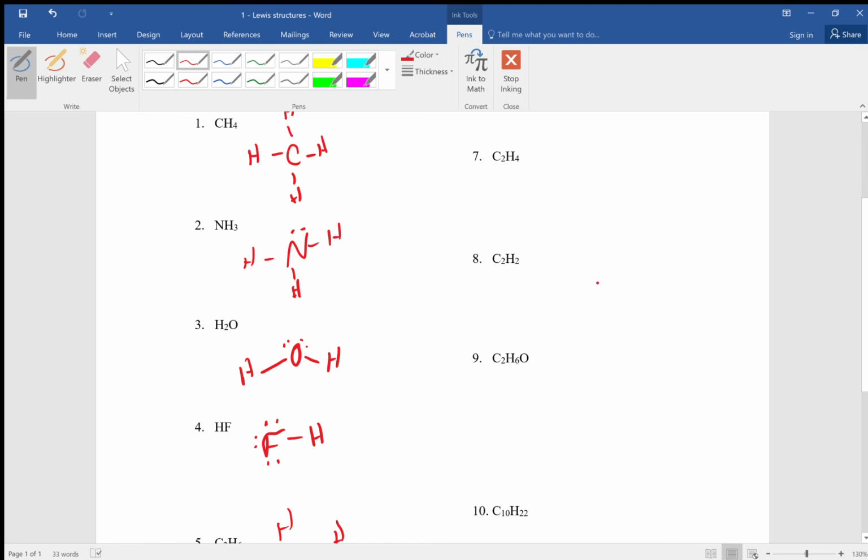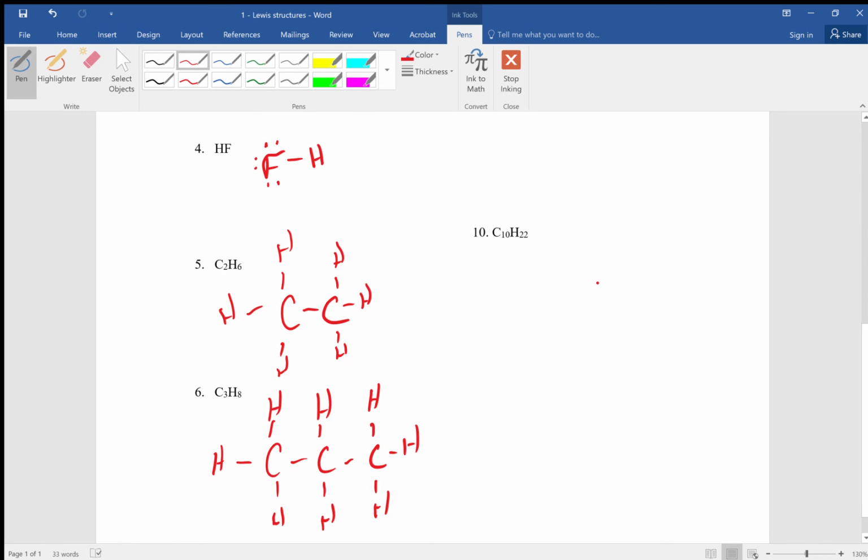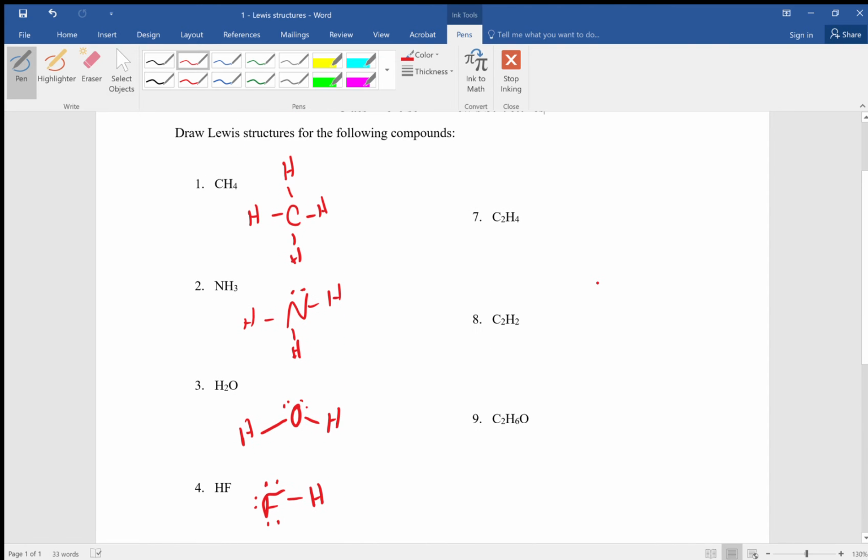Alright, then as we go from number 5, which is C2H6, to 7 and 8, we start taking hydrogens away. As a result, what will that do to our carbons? Well, carbon needs to still have 4 bonds. Carbon always has 4 bonds. And so as we take those hydrogens away, we're going to end up with double and triple bonds.